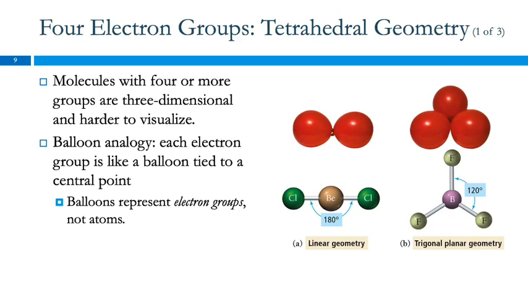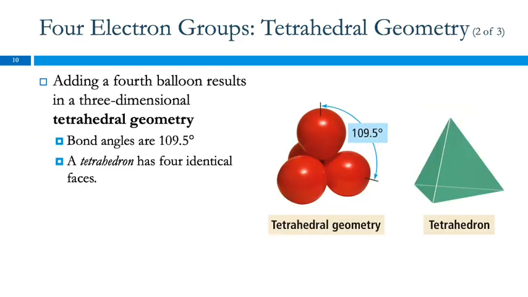So when we add that 4th balloon, we get this tetrahedral geometry. And here is the geometric shape, tetrahedron. It's a 4-sided thing, right? And we don't run into tetrahedrons very often. You could also call it a trigonal pyramid in a way. It's a pyramid that has a triangle at the base, right? But we call it a tetrahedron.